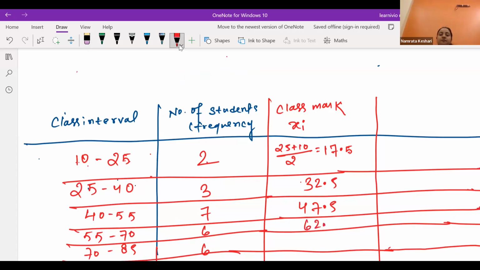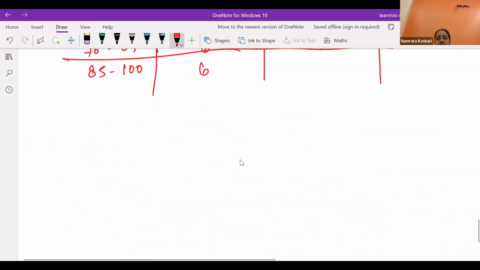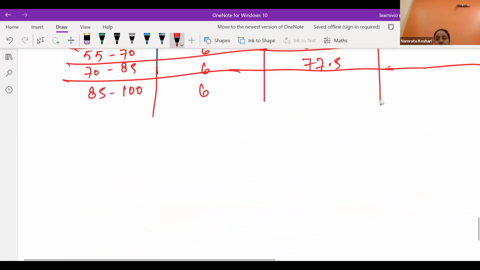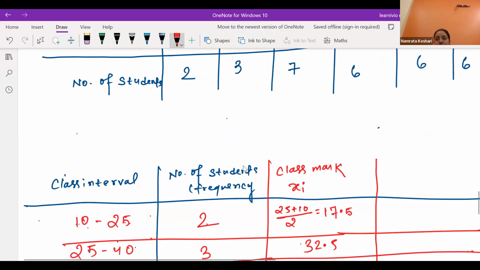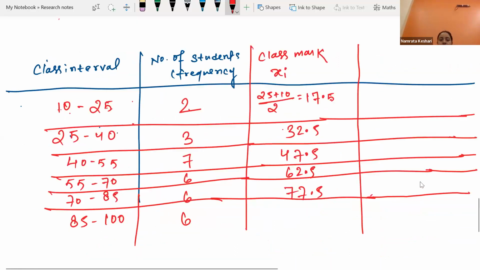Next one, 77.5. Okay, next one, 92.5. Everyone is getting the same. Now there is no confusion.